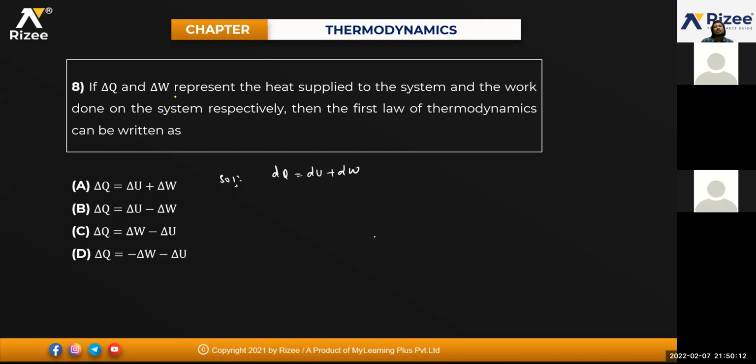Sure. If delta Q and delta W represent the heat supplied to the system and work done on the system. Work done on the system means it will be negative, isn't it? That means right now I can write from the first law of thermodynamics, delta Q will be equal to delta U minus delta W. That means second option will be the answer, sorry.